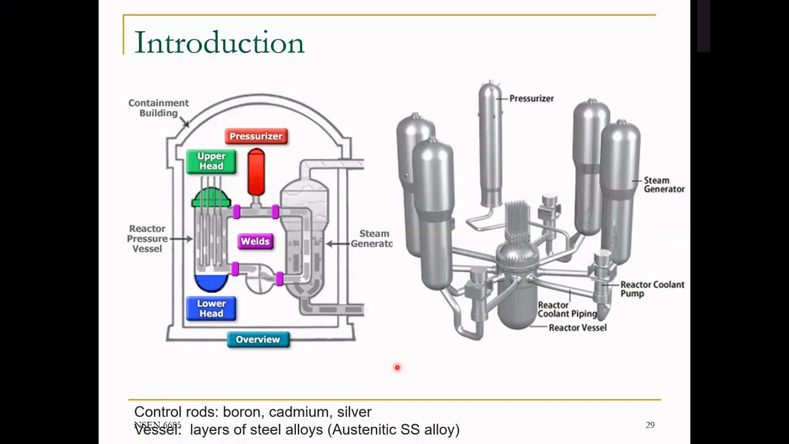So these control rods are made of material that can absorb neutrons. If I want to shut down the whole reactor, I put all these control rods down all the way. It will absorb all neutrons, so it's going to kill the reaction. Usually the reactor vessel is made of austenitic stainless steel alloys, different layers. Most of the components now for the advanced reactors are made of different stainless steel alloys, even for molten salts and liquid metal cooled reactors.